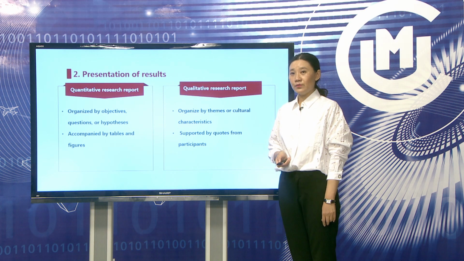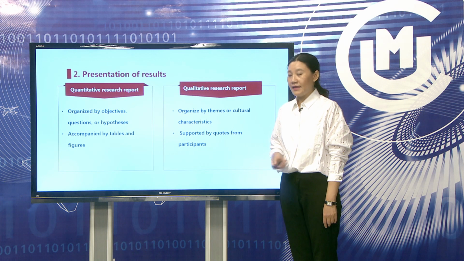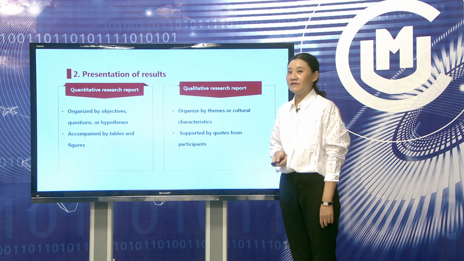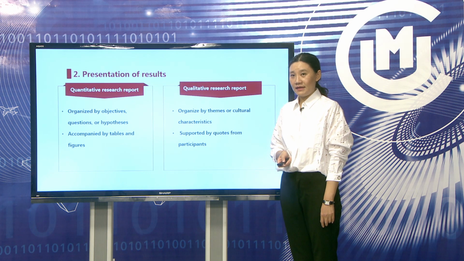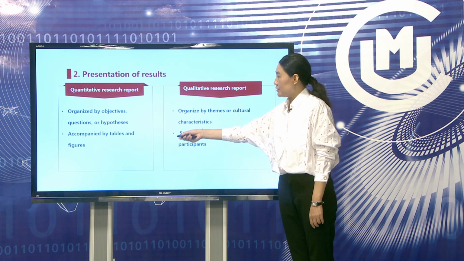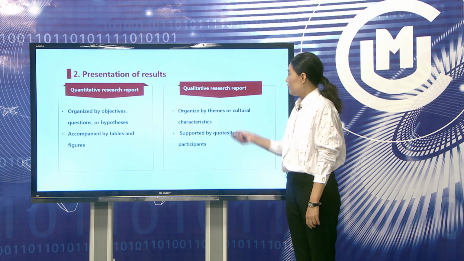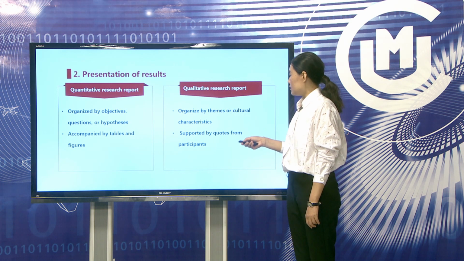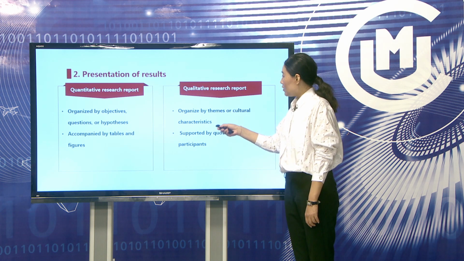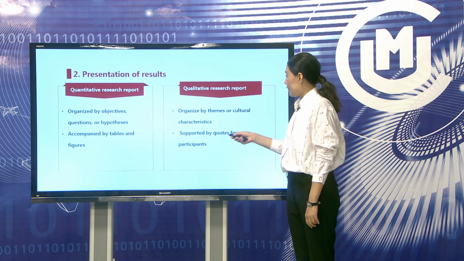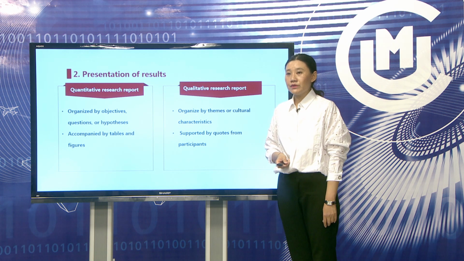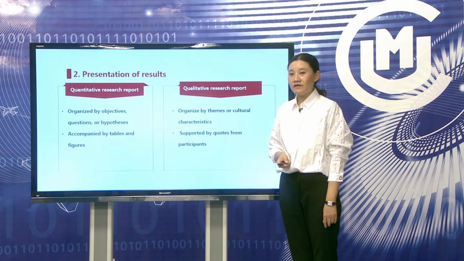In terms of the presentation of results, the results section varies greatly depending on the type of study. For quantitative study, the results are organized by objectives, questions, or hypotheses, and accompanied by tables and figures. For qualitative study research report, results are organized by themes or cultural characteristics and supported by quotes from participants to elaborate the explanation of the findings.